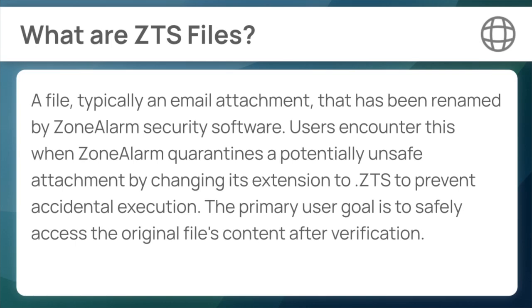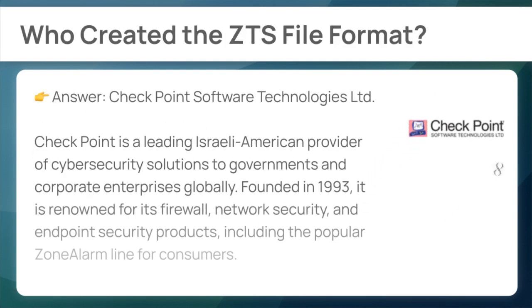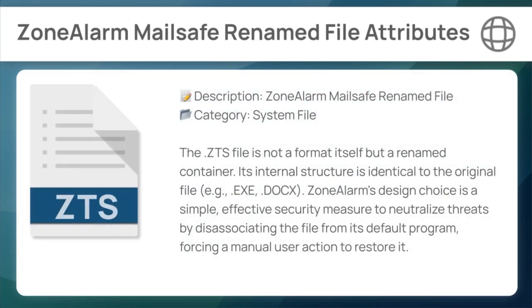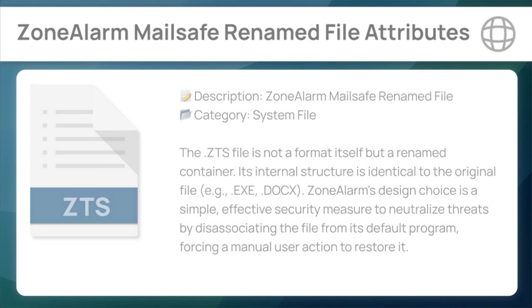Users encounter this when ZoneAlarm quarantines a potentially unsafe attachment by changing its extension to ZTS to prevent accidental execution. The primary user goal is to safely access the original file's content after verification. The ZTS file is not a format itself, but a renamed container. Its internal structure is identical to the original file, e.g., EXE, DOCX. ZoneAlarm's design choice is a simple, effective security measure to neutralize threats by disassociating the file from its default program, forcing a manual user action to restore it.